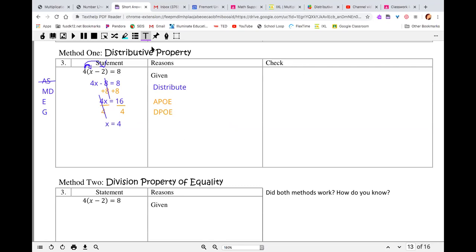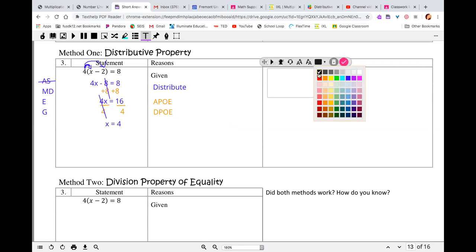And now we go over to check our work. So this is one extra step that we weren't familiar with, but we're getting a lot more comfortable with doing these steps. Okay, check my work. When I check my work, I am plugging in the value I got, which is 4. So I have 4 times 4 minus 2 equals 8.